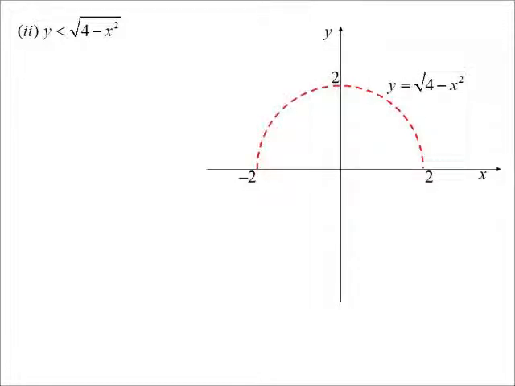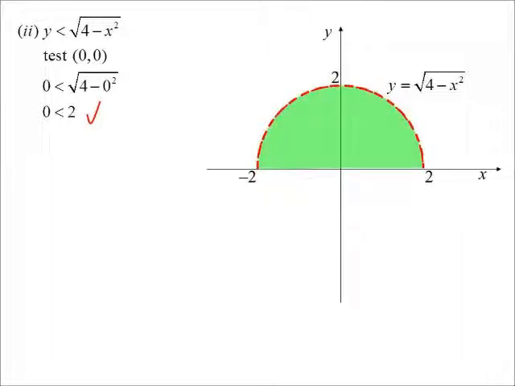This is a very interesting one. Because y is less than the square root of 4 minus x squared. Well, the boundary is the semicircle, and it is dotted. But we also have more to this boundary than just that semicircle. Because at the moment, it's not broken into two sections, if you like. Because below the semicircle, it can sort of spill out and go everywhere. Okay? We're still restricted by the domain of the function. Well, let's first of all test our point, and then I'll talk a bit more about that. 0 is less than 2, so I know I'm inside my semicircle.